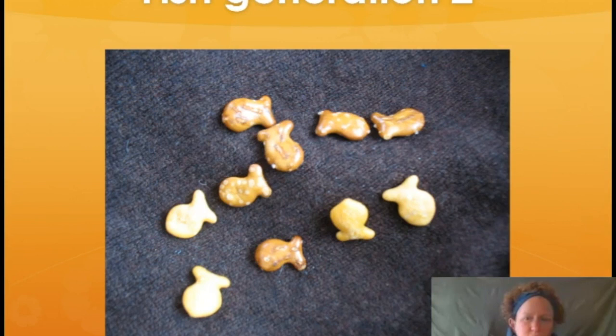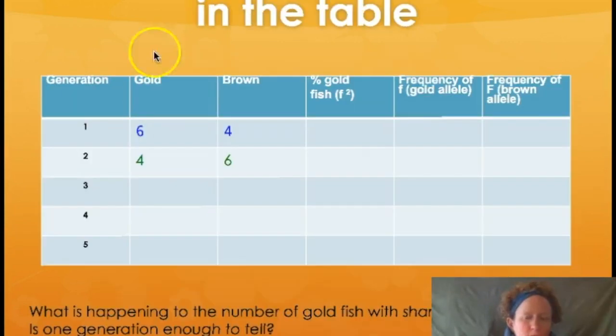And we get fish generation 2. So this time we don't have as many goldfish. We only have 1, 2, 3, 4, and we have 6 brown fish. So we're going to record that data in the table. We have 4 goldfish and 6 brown fish.